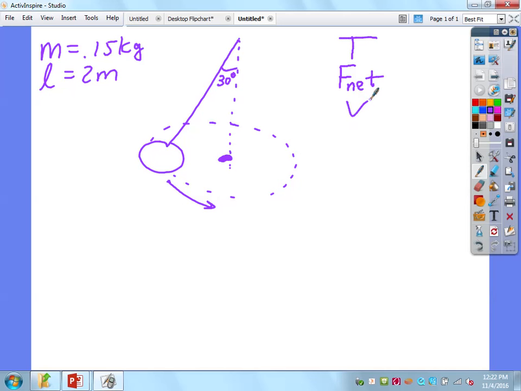Okay? All right, so this doesn't have to be done in any particular order, but let's go ahead and try to figure this out. First, what is acting on this object? I have weight pulling down, and I have tension pulling up. Those are my only two forces acting on this object. I can figure out the tension first, because weight is equal to 1.5 newtons, 0.15 times 10, mg.